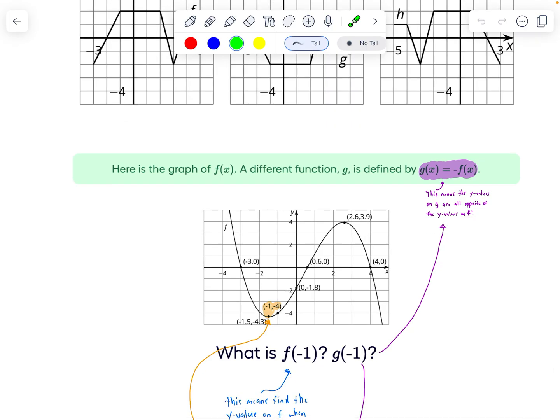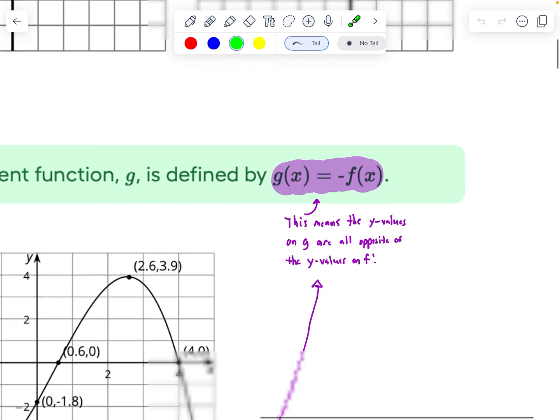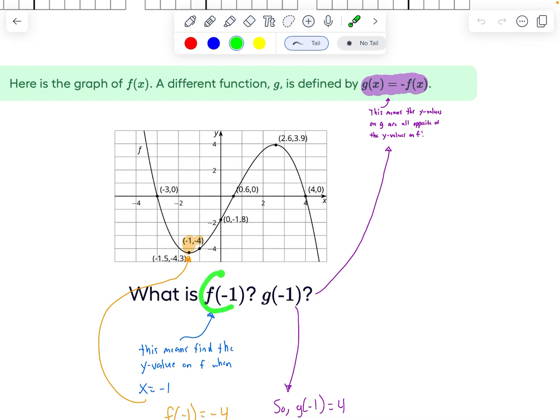It says here is a graph of f of x, a different function g is defined by g of x equals negative f of x. Putting a negative in front of a function is what causes the graph to flip over the x-axis, because remember f of x means y values, and so putting a negative in front just changes all your y values from positives to negatives or negatives to positives. It makes them opposite. And so if f of negative 1, that just means find the y value when x is negative 1. It's right here.